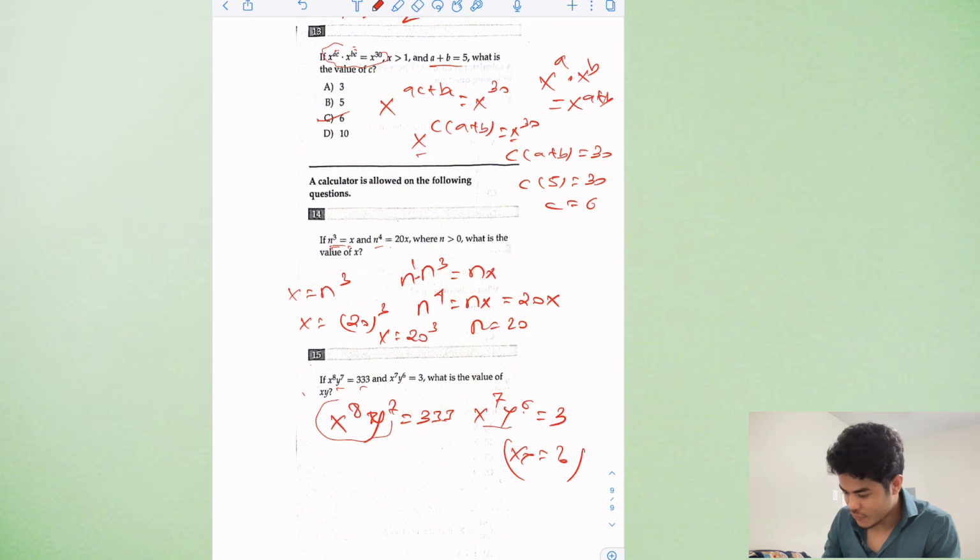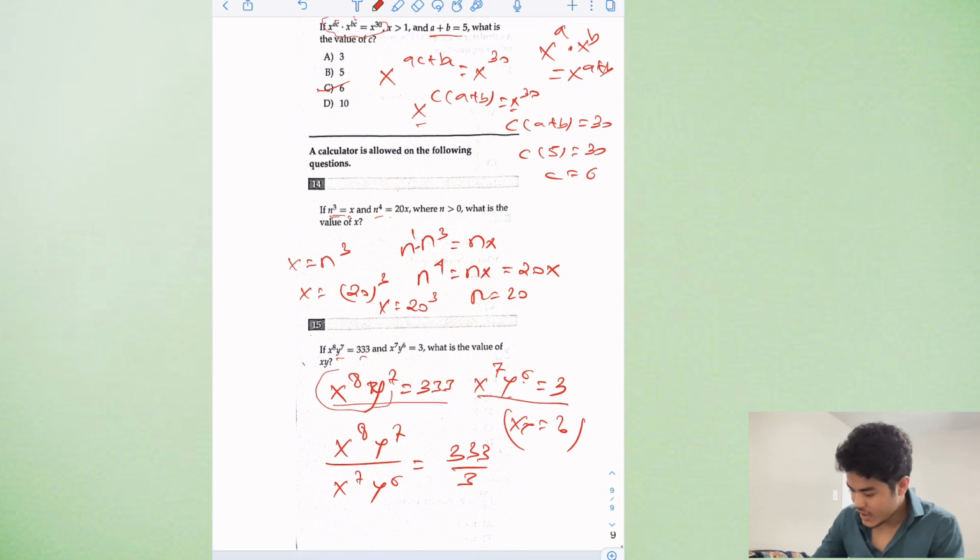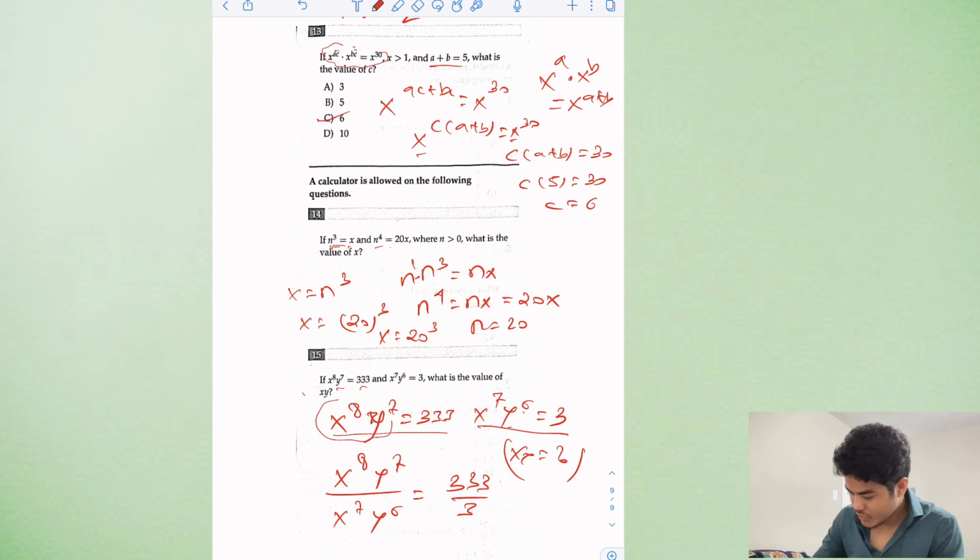So what happens if we divide this equation by this equation? So let's see. All right, x^8 y^7 over x^7 y^6, 333 over 3, and we know that x raised to 7 cancels out here, so we're left with x, and y raised to 6 cancels out here, and we are left with y, and it's 111. So our final answer is 111.